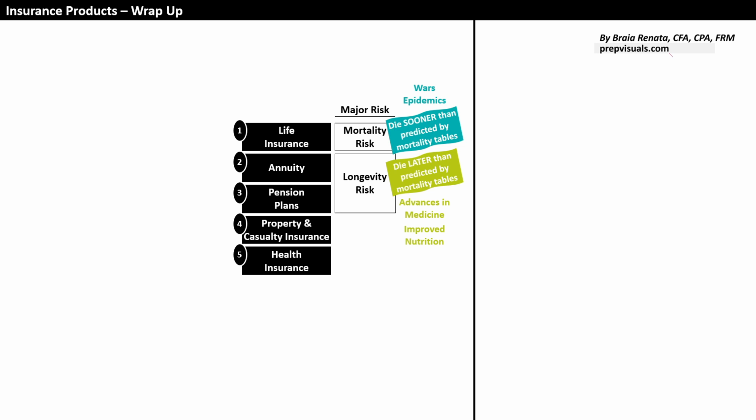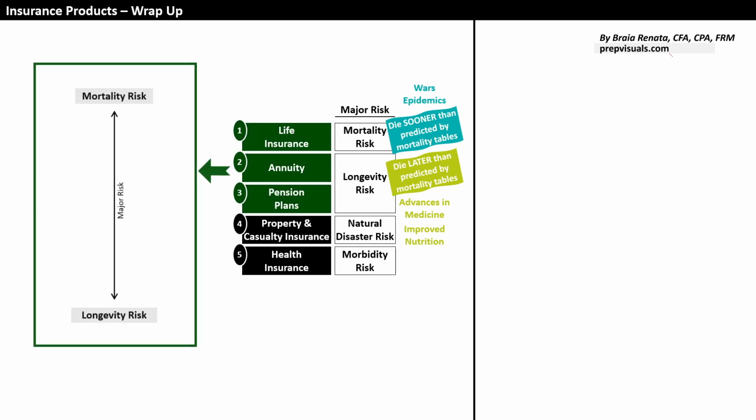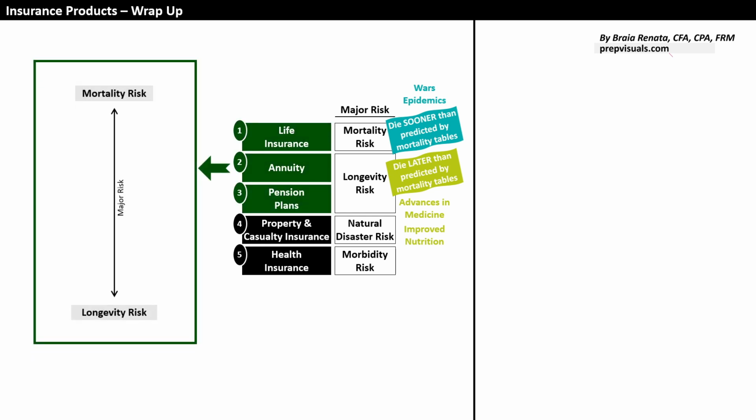In the case of property and casualty insurance, the major risk is natural disaster risk. And in the case of health insurance, the key risk is morbidity risk, meaning the risk of illness or disease. I know I'm repeating myself, but from an exam perspective, it's important to understand how these products are positioned along the mortality and longevity risk spectrum. To reiterate in a visual manner, life insurance is mainly exposed to mortality risk, while pension plans and annuities are exposed to longevity risk.